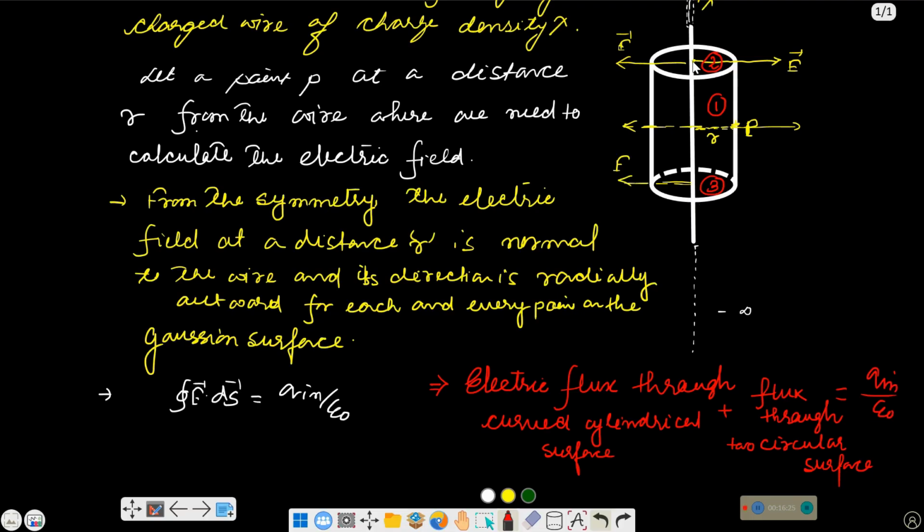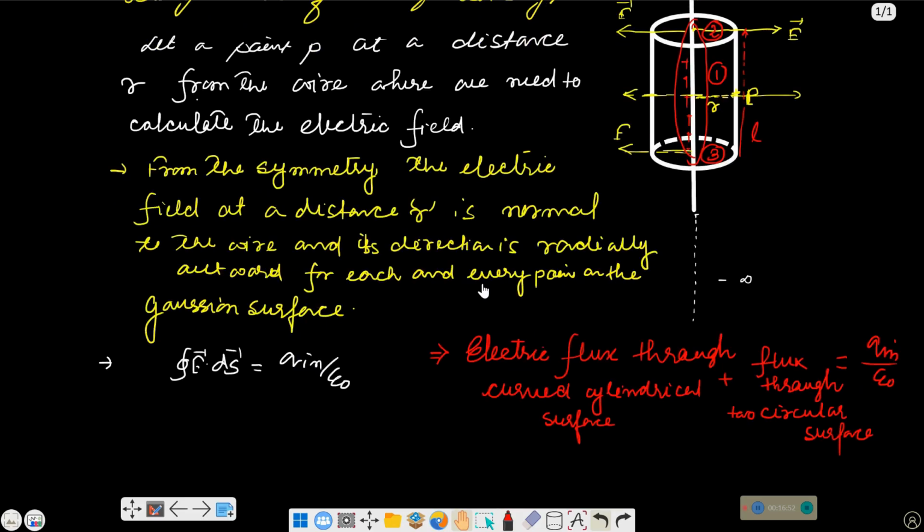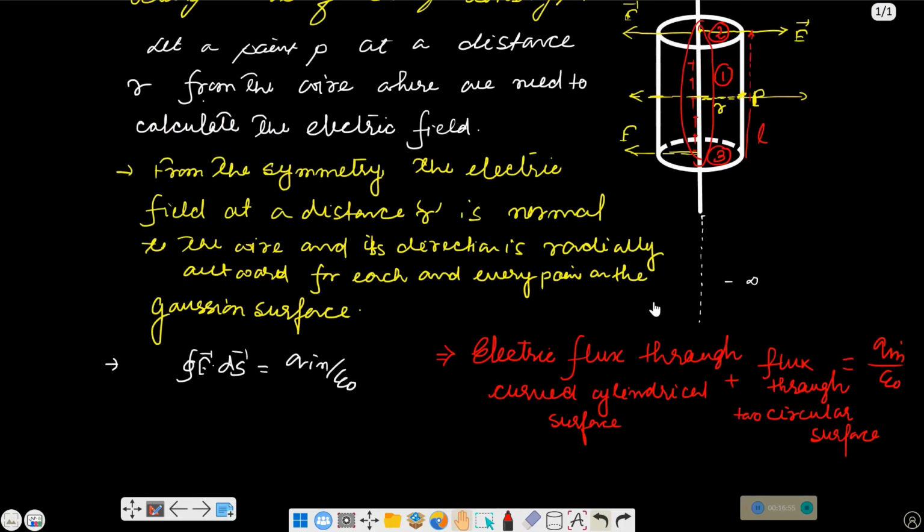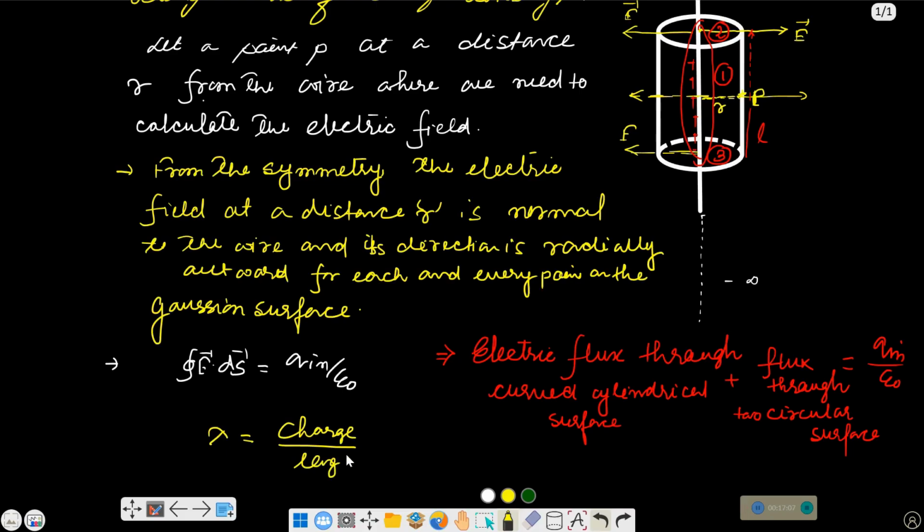Now q in is how much? This wire is infinitely long. Let the length of this cylinder be L. Then if it is positively charged, having positive charge density lambda, this much of the charge is enclosed by the cylindrical Gaussian surface. Since lambda is the charge density, that means lambda is equal to charge per unit length.